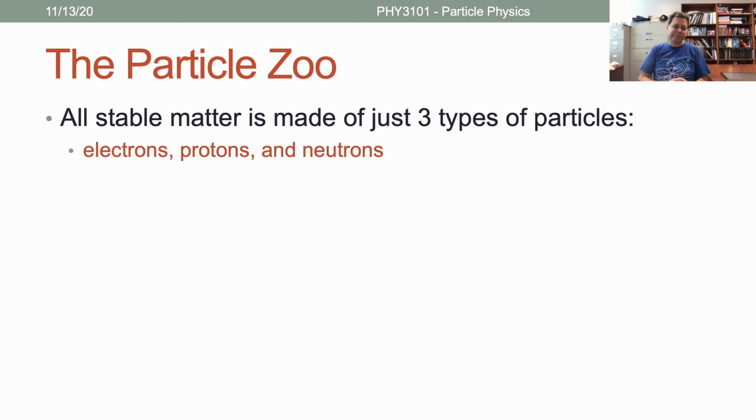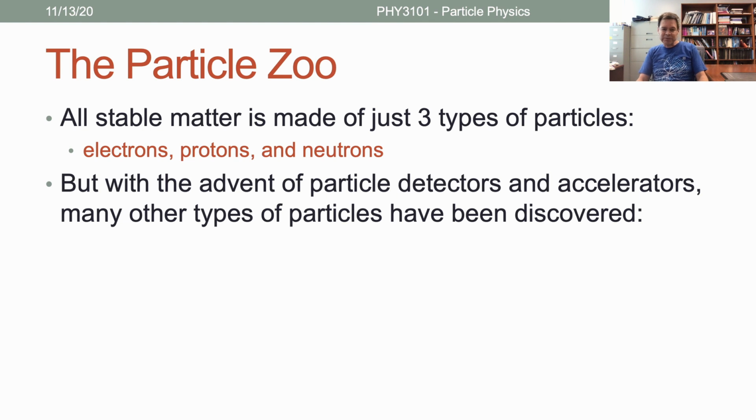Right? So we can make up the whole periodic table based on just those 3 particles, as we've seen. However, those are not the only particles. With the advent of particle detectors and accelerators, many other types have been discovered over the past century. We learned about one in this course, the muon, which was discovered in 1938 and has a rest mass energy of 106 MeV. It's more than 200 times heavier than the electron.